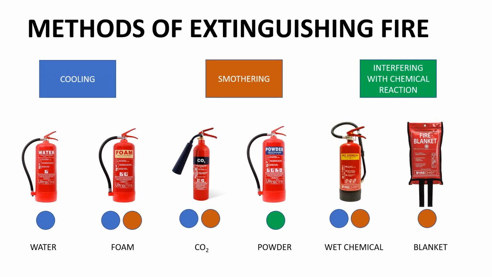Let's concentrate on the methods of extinguishing fires. There are generally 3 methods: cooling, smothering, and interfering with chemical reactions. There are further classifications in cooling: the water fire extinguisher and the foam fire extinguisher. In smothering, there is the CO2 fire extinguisher and the powder extinguisher. And in chemical reactions, there is the wet chemical fire extinguisher and the wet chemical blanket fire extinguisher.